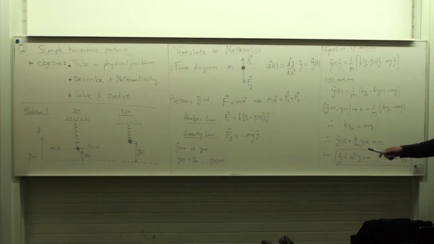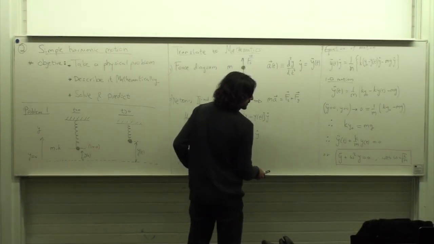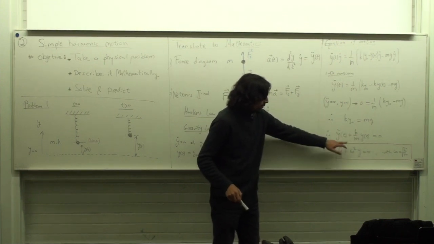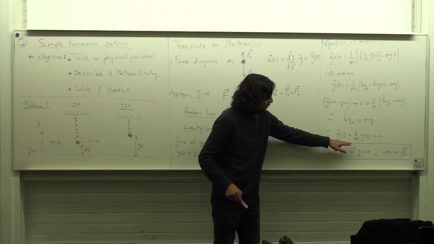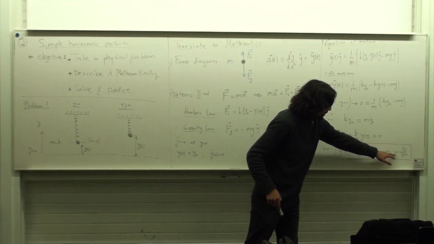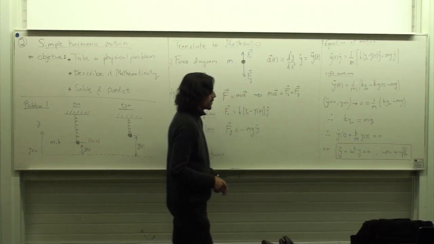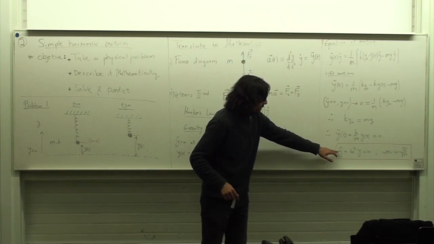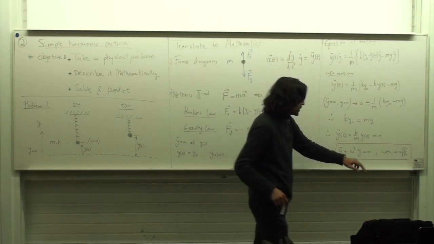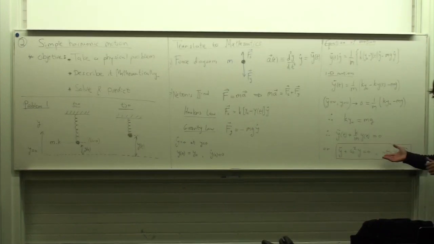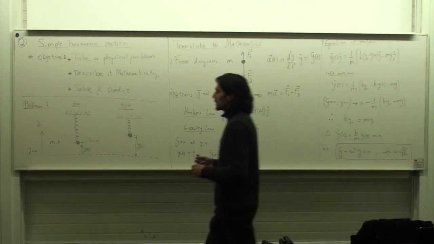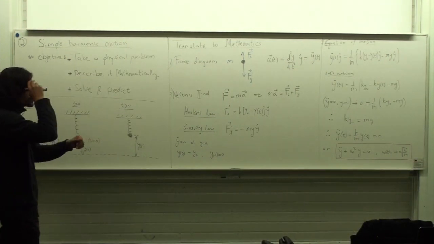Now we can rewrite the differential equation: y double dot plus k over m times y equals 0, and this is something you're familiar with now. We can change k over m to omega to the power 2. So we can write y double dot plus omega squared y equals 0. This is a simple harmonic oscillator, and you know the solution for this equation. So this is the differential equation, this is the equation of motion.